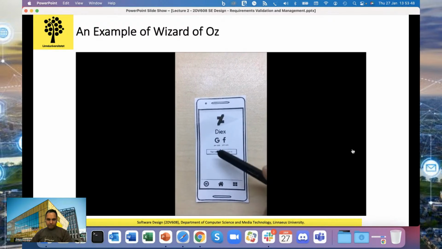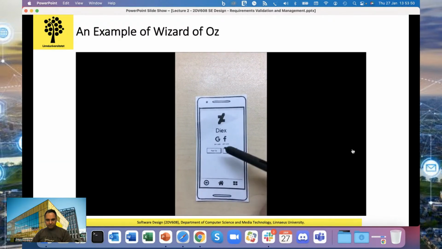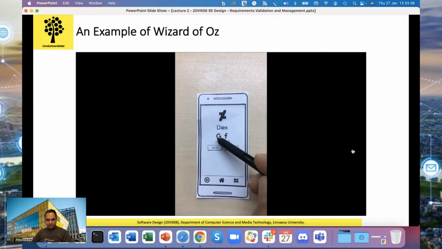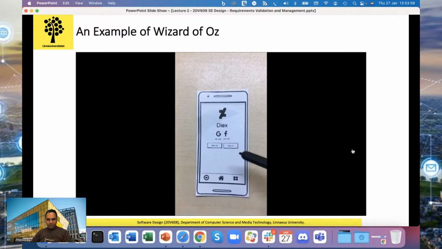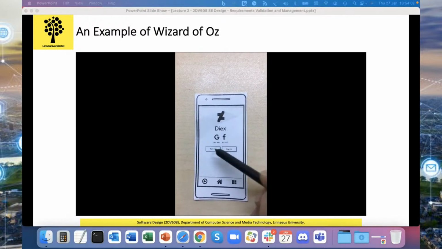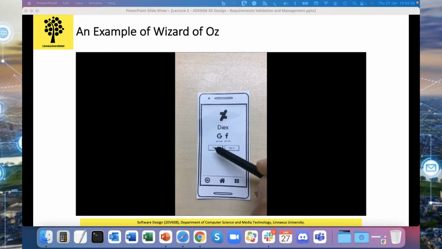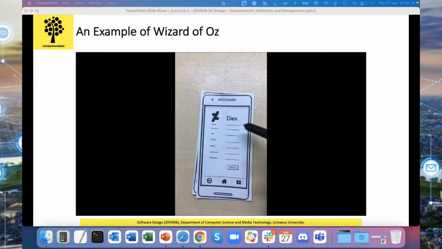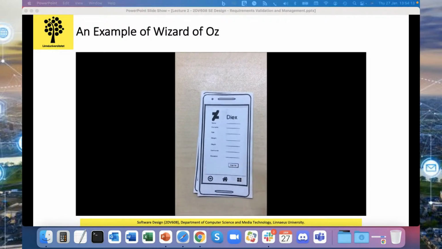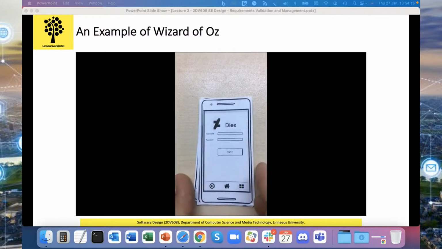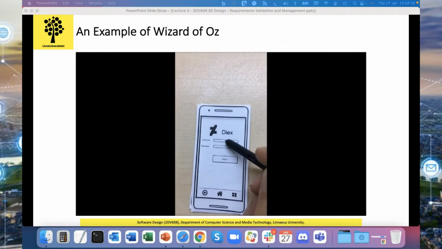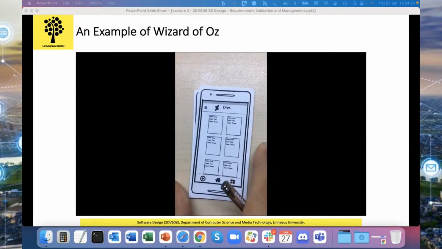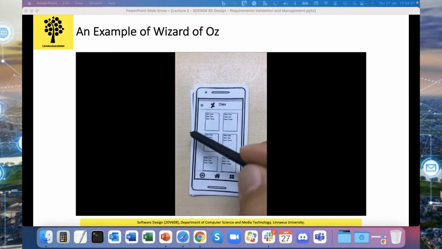Hello, this is a Wizard of Oz prototyping technique, and this application called DIAX, and it's a diet application. You can sign in with your Google or Facebook accounts, or if you want, you can create your own DIAX application account. To do that, just click on sign up. Then this page comes, and then fill in the blanks, then click on sign up. And then sign in page comes. Just enter your username, password, then sign in, and home page welcomes you. And we have a side panel.